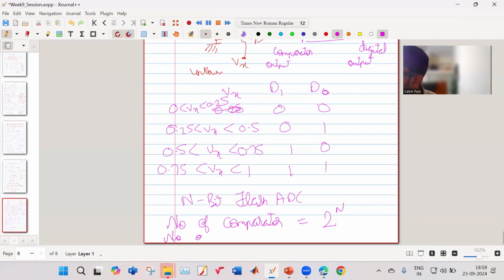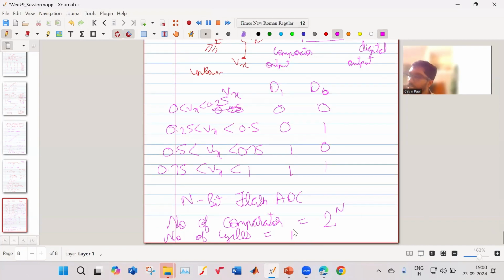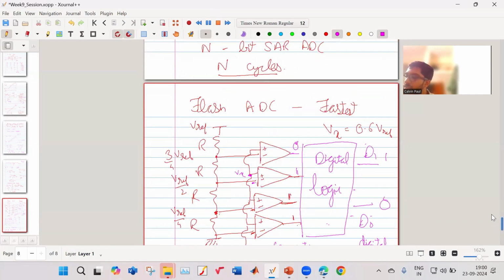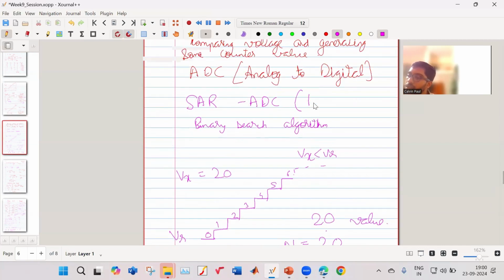And how many cycles is it taking to convert? Yeah, 1 cycle. Okay, 1 cycle it is taking to convert. Right? So basically, what has happened is in the SAR ADC, we were using only one comparator. So we were taking n cycles to compare.